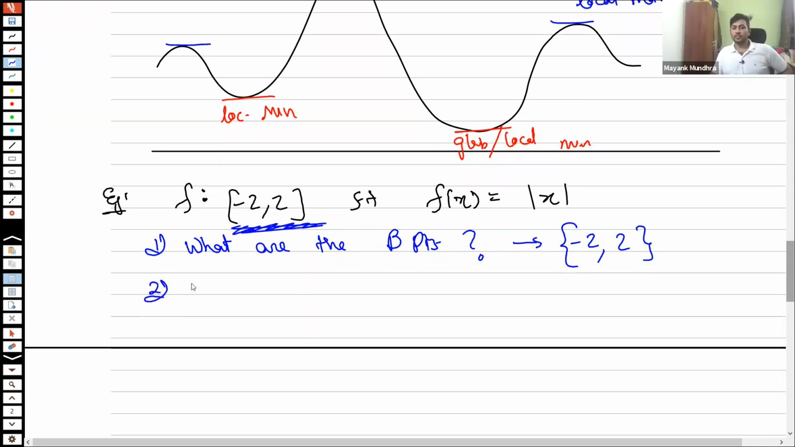Question number 2 is: f prime does not exist. What are the points at which the slope of this function does not exist on this domain?